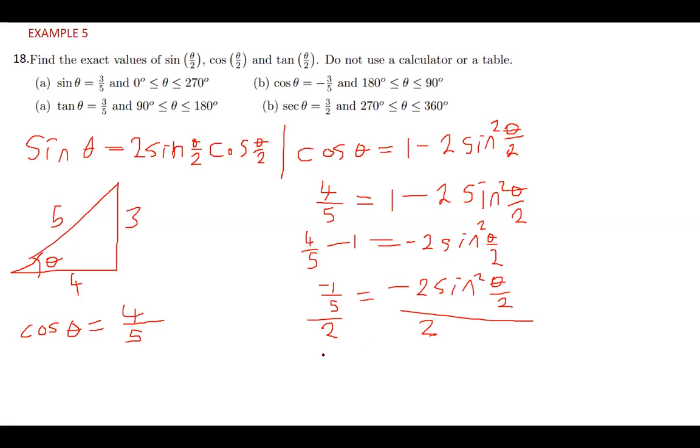So when you divide this by negative 2, even this side by negative 2, you're going to have 1 over 10 this side as your answer, equal to sine squared theta over 2, like that. So here it's just a matter of finding the square root of this. We know this side always moves with a plus or minus.